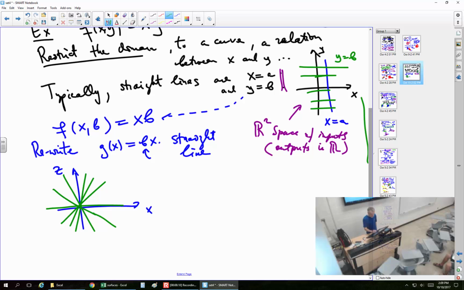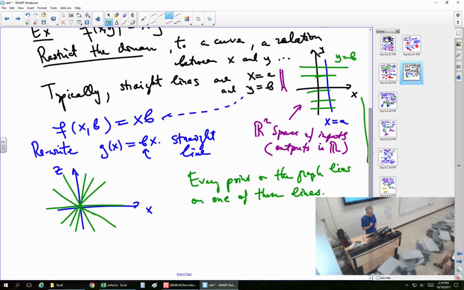Just to be specific, every point on the graph lies on one of these lines, by which I mean these lines, but they are in three-dimensional space. So the graph lies in three-dimensional space x, y, z, and these are in two dimensions, so the y dimension will have to be taken care of.